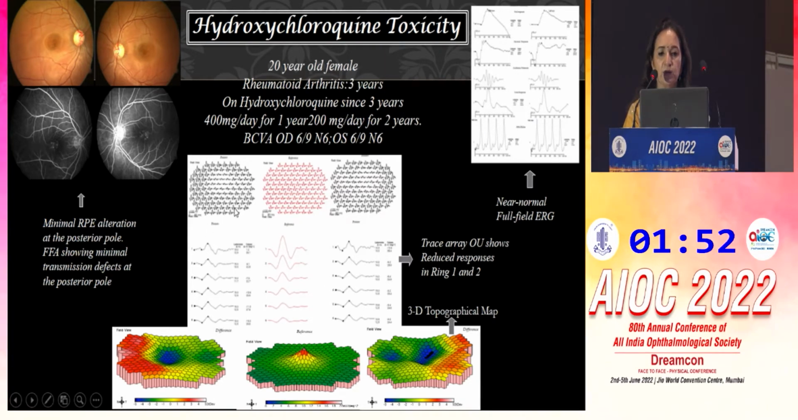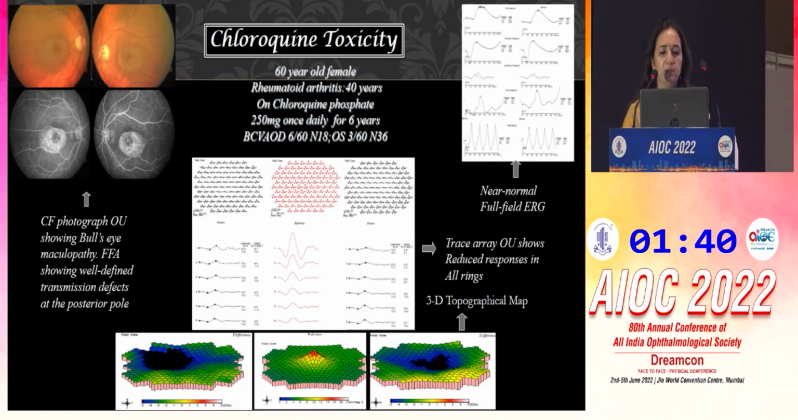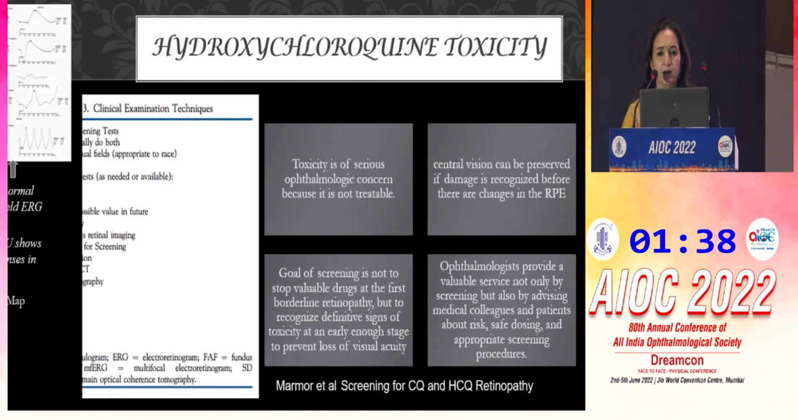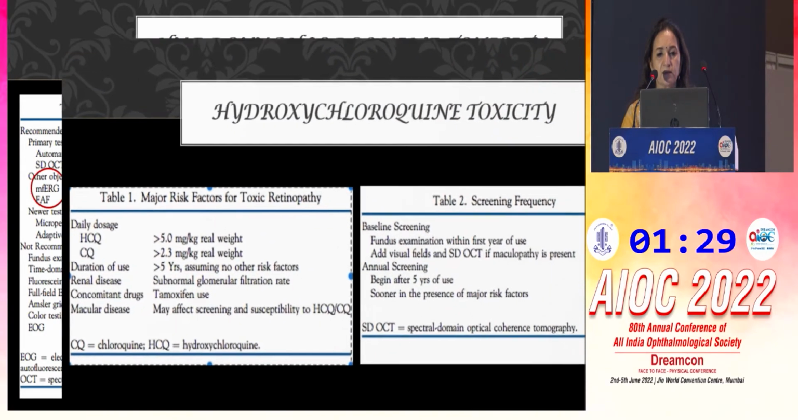So multifocal ERG is what shows you the central area, which is decreased. Another test which is advised by the American Academy of Ophthalmology for HCQ toxicity follow-up is SD-OCT and perimetry. Chloroquine toxicity can affect the macula more than HCQ toxicity, and as I said, mfERG, FAF, SD-OCT and fields are the tests that you must do.